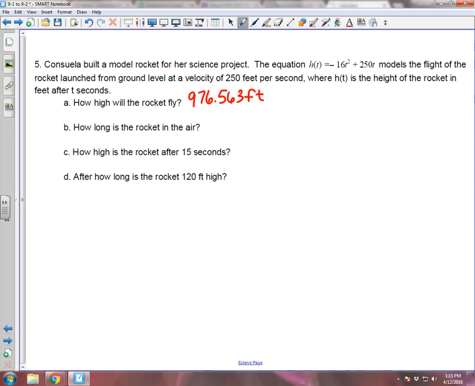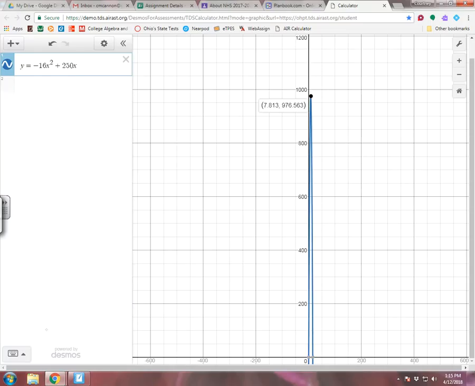Still doing all right back there, Chase? Okay. How long is the rocket in the air? Well, that means it's got to hit the ground if it's going to not be in the air, right? So that's one of these points, correct? 15.625 seconds.